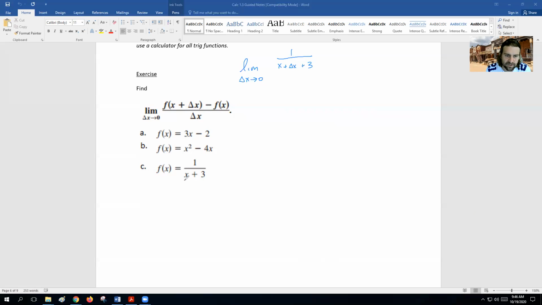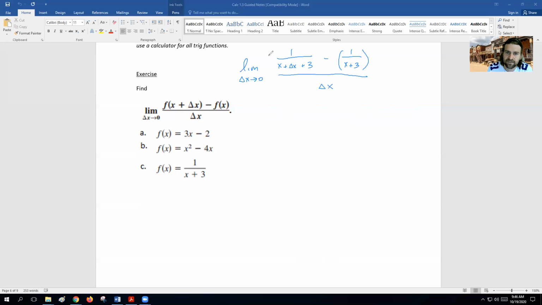Okay, I just rewrote the equation, changed the x to an x plus delta x, and then minus 1 over x plus 3. This is our f of x. And then put this all over delta x. Okay, so we have to remember our rules when we have fractions.